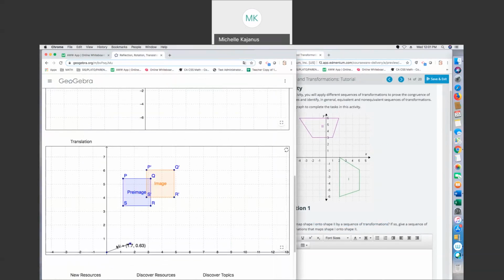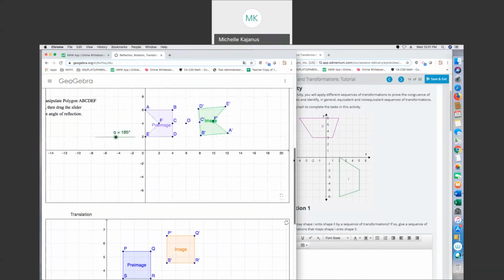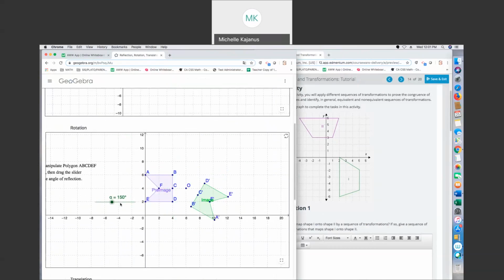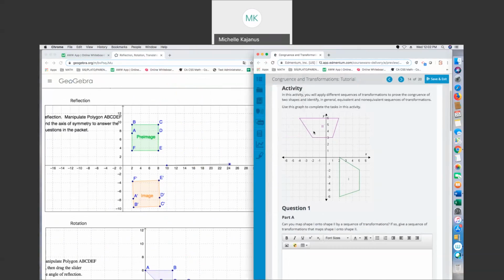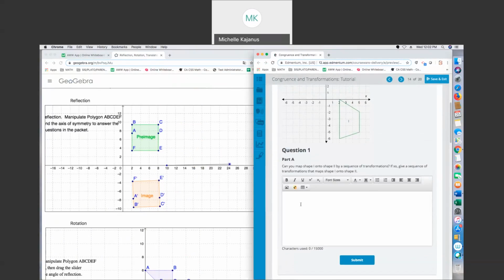Translation. Okay, translation, you just move it. Looks like it was not moved. Rotation, could be a rotation. Or it could be a reflection. This reflects onto this, or if the line looked like this it would reflect over to this. Okay, so it looks like it was only one rotation and not more than one. So I'm going to guess rotation.